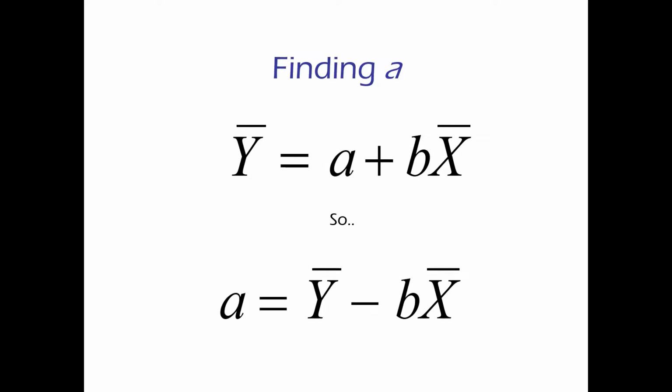After the slope is calculated, the intercept can be estimated as y bar minus b times x bar, where y bar is the mean of all y values, and x bar is the mean of all x values.